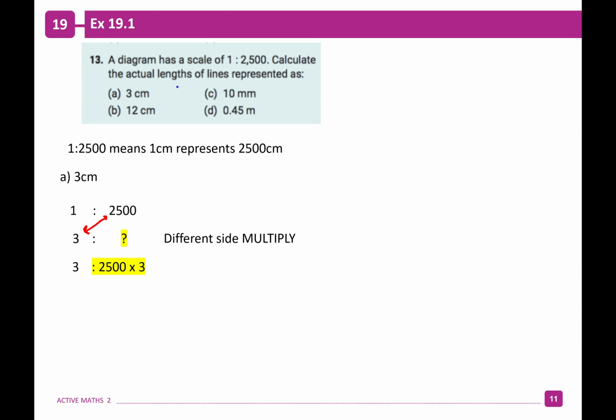This gives us 2,500 times 3. 3 centimetres is equal to an actual length of 7,500 centimetres. And if you want to, you can convert this into metres by dividing your value by 100. This gives us 7.5 metres. Okay, so if your values are on different sides, to find the unknown, you multiply. Please pause and take down this example.